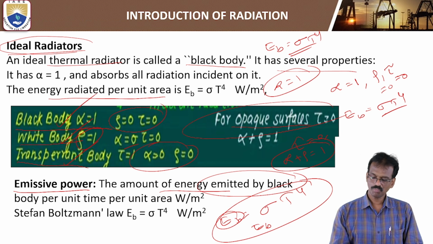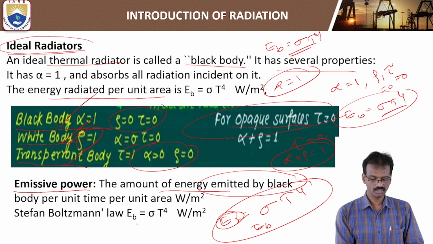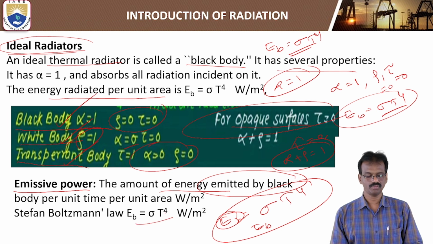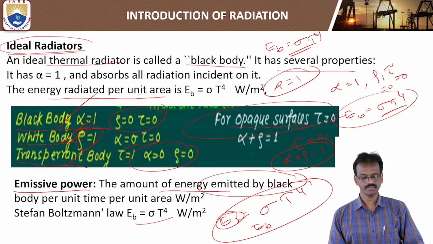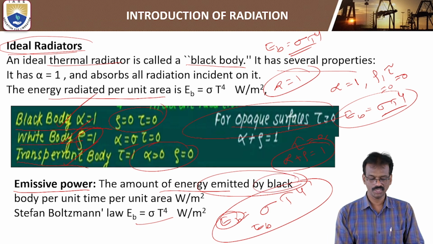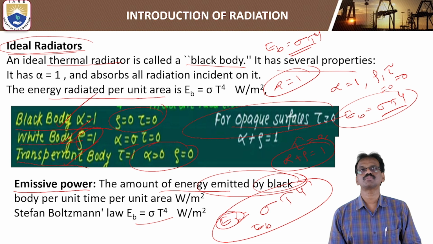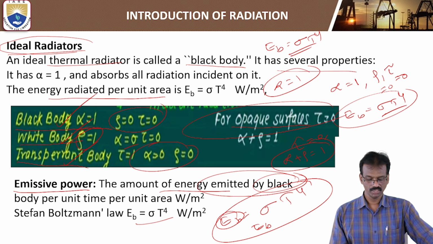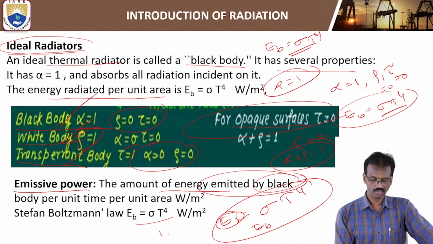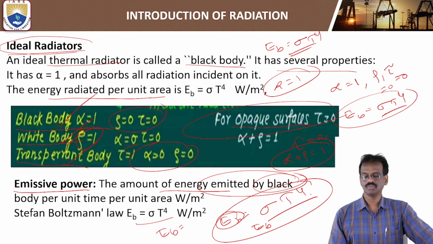So for the black body, this is the formula for finding the emissive power. Emissive power is equal to the amount of energy emitted by black bodies. So the Stefan-Boltzmann law for black bodies is E_b is equal to sigma T to the power of 4.